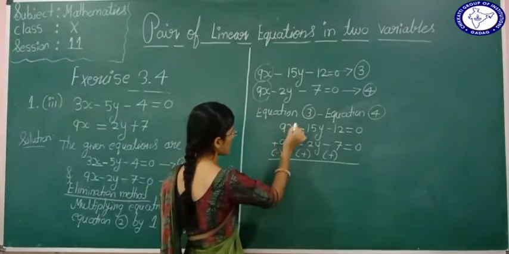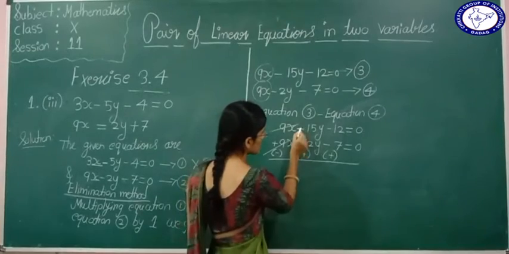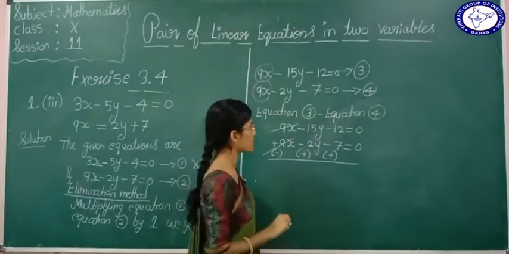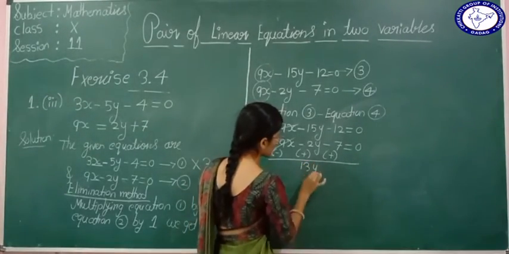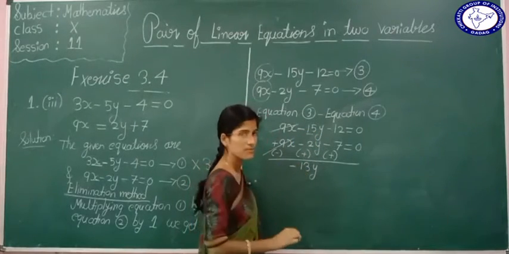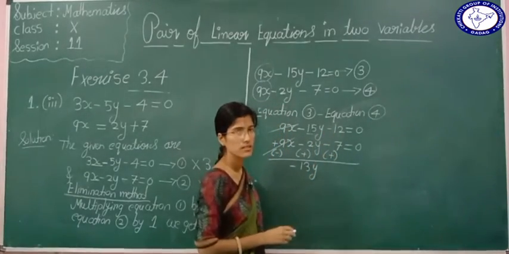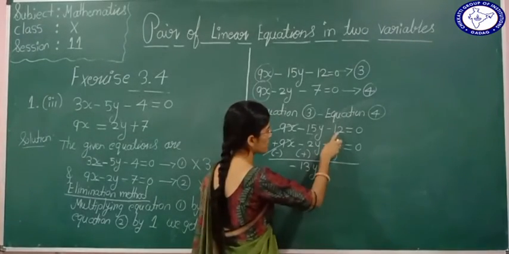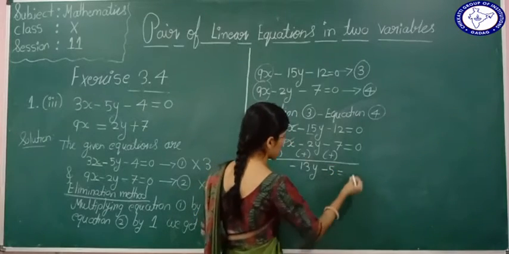So 9x minus 9x is going to get cancelled. What is minus plus? Minus plus is minus. 15 minus 2 is 13, so 13y. Which is the bigger number here? 15, and 15 has minus sign. Now see here, minus plus is minus. 12 minus 7 is 5. Bigger number is 12, and 12 has minus sign. Therefore, it will become minus 5 is equal to 0.